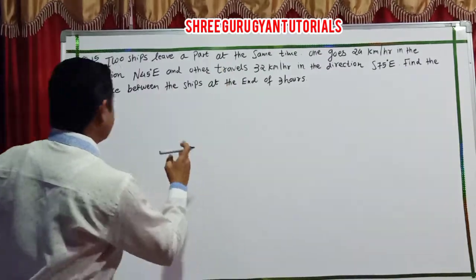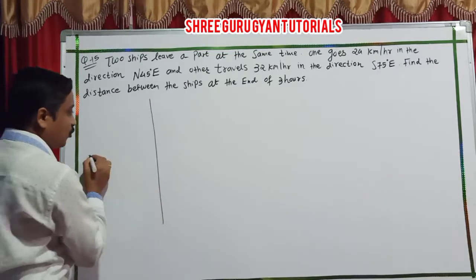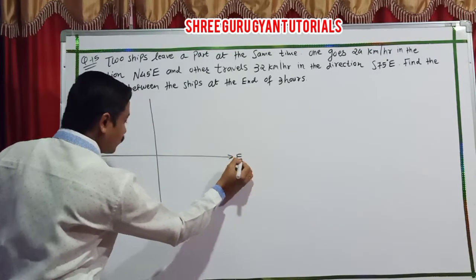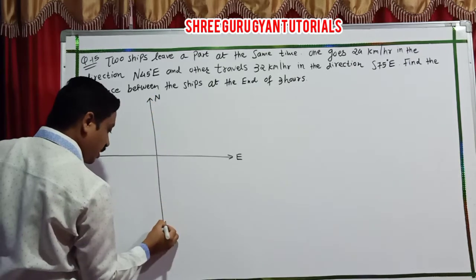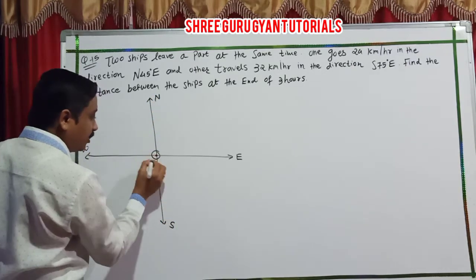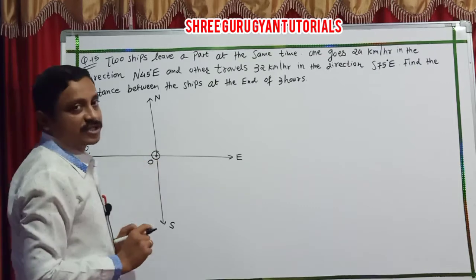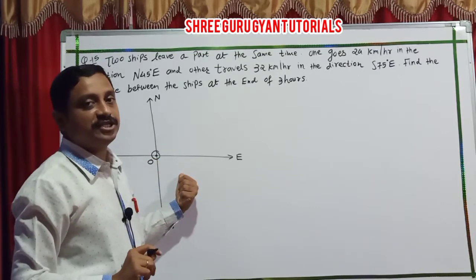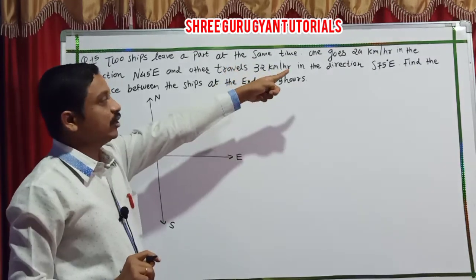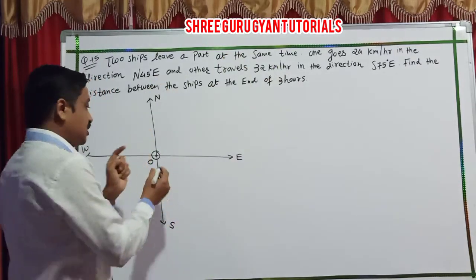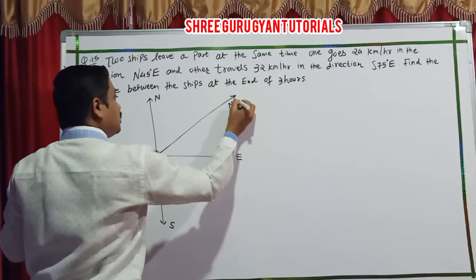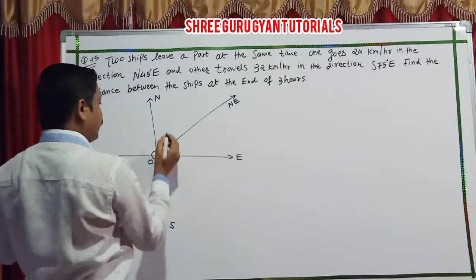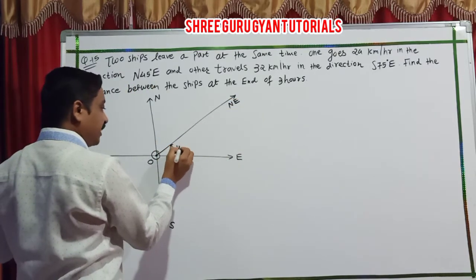Students, it's a very interesting question. These are your 4 directions: east, west, north and south. And consider you are here. The initial point from where both ships start is O. One ship goes 24 km per hour in northeast. That's your northeast. And northeast wise, how many degrees given? 45. This is given as 45 degree.